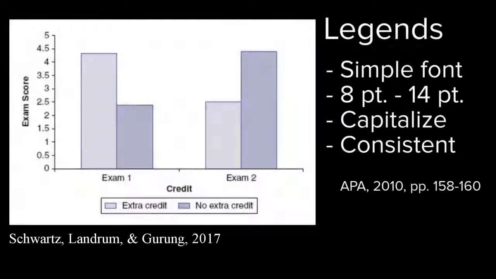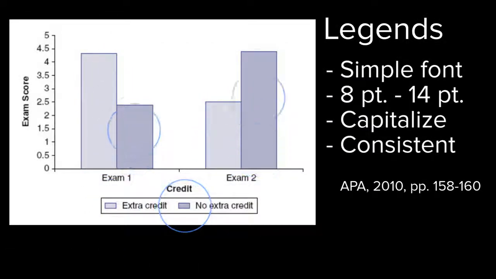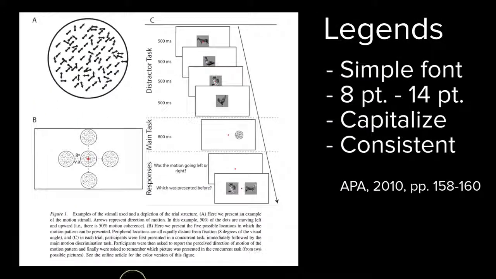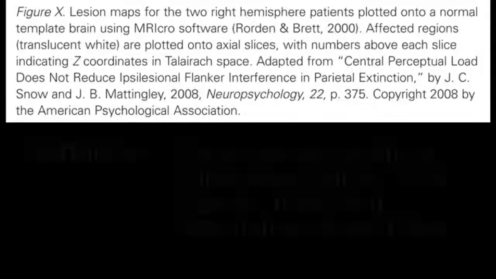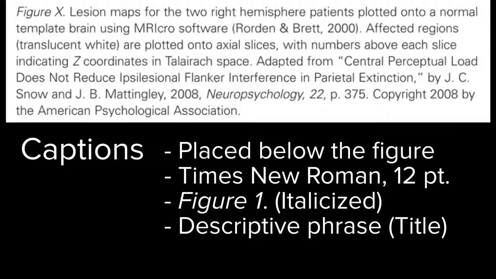Figures are formatted with legends and captions to make them understandable and well documented. Use a simple font within 8 to 14 points, capitalizing major words, and above all, keep your communication consistent, meaning it should be visually clear, legible, and logical without distractions. Now, captions are a brief explanation numbered and placed below the figure. We'll use Times New Roman for APA.